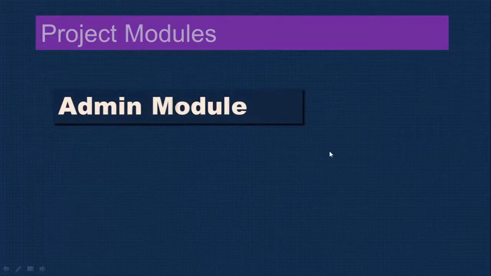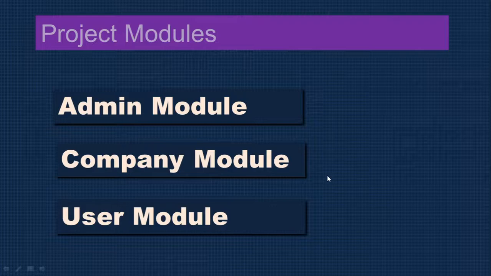Now let us understand what modules are there in this particular project. It will have three modules: the admin module, the company module and the user module. Company means who would like to conduct the conference, and the admin module means the consultant firm, whose responsibility is to conduct the whole conference. The user is the one who actually wants to participate in the conference.